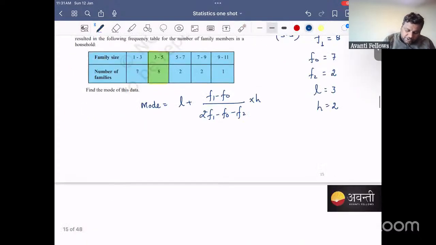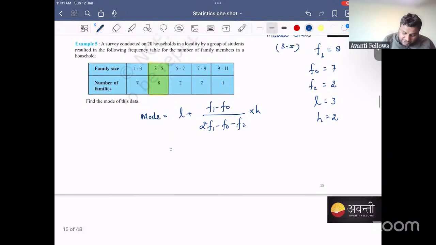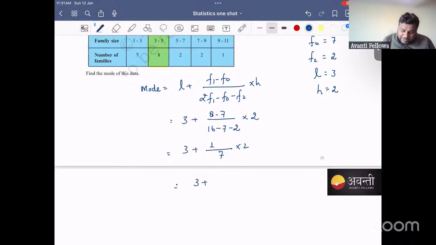Now you just put all the values. So L is 3 plus (F1 is 8 minus 7) upon (16 minus 7 minus 2) into H. H is 2. So it is 3 plus 8 minus 7 is 1, upon 16 minus 9, 7, into 2. So it is 3 plus 2 by 7. So it is 23 by 7.